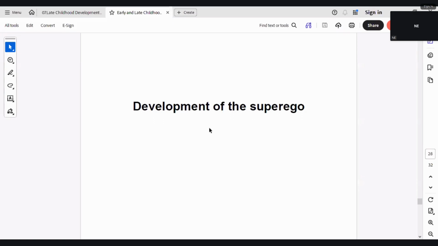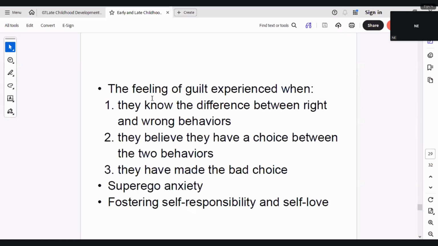The superego, we're going to talk about that, inshallah, when we go back in person after Eid, when we talk about Freud. The superego, simplistically, is that part of you that keeps you in check, if you will. So a feeling of guilt is experienced. How does it even start?